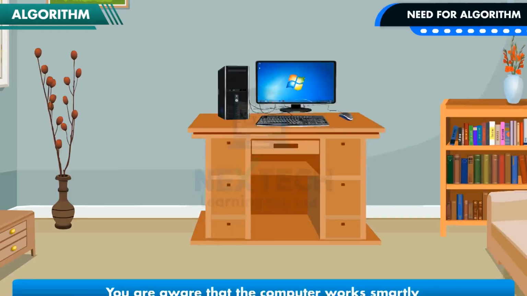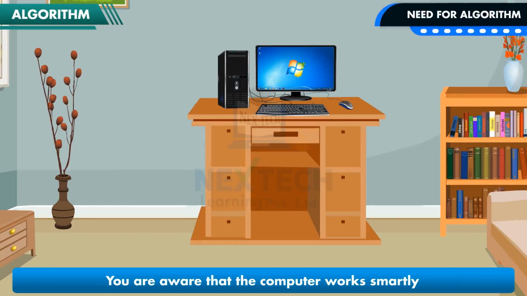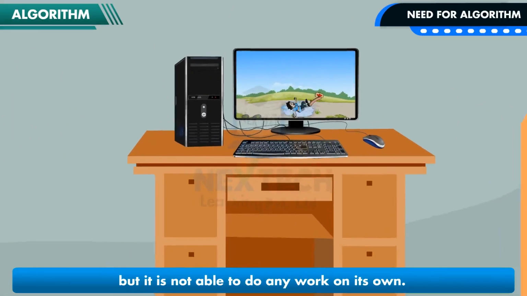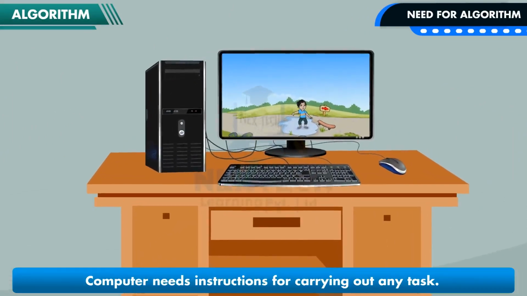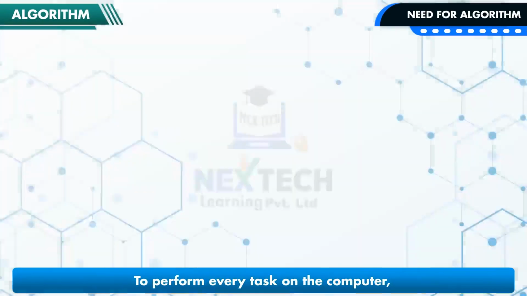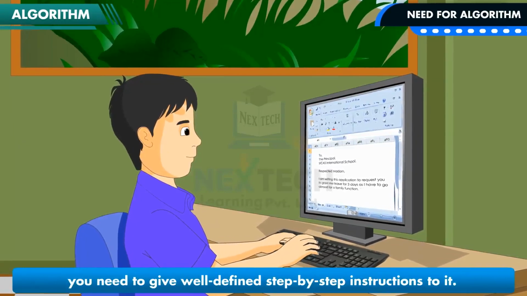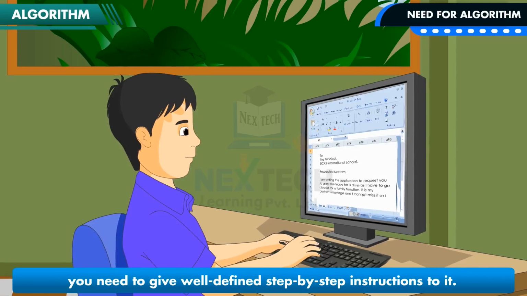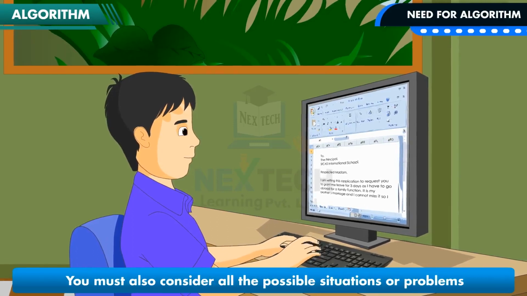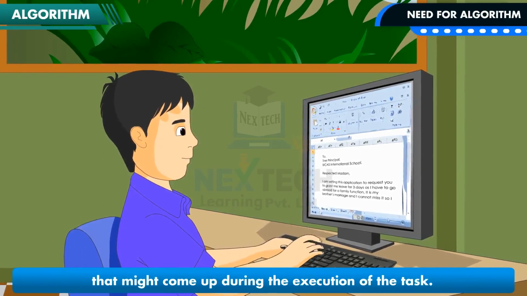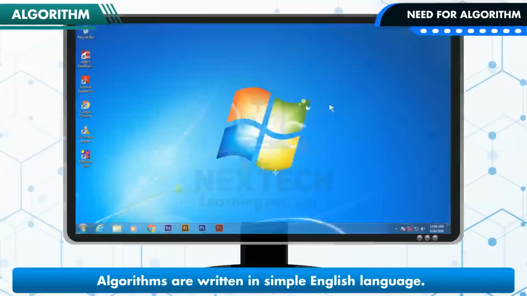Need for algorithm. You are aware that the computer works smartly, but it is not able to do any work on its own. Computer needs instructions for carrying out any task. To perform every task on the computer, you need to give well-defined step-by-step instructions to it. You must also consider all the possible situations or problems that might come up during the execution of the task.